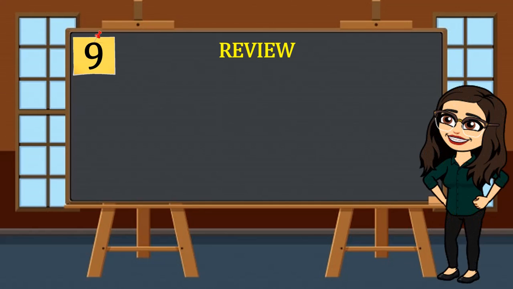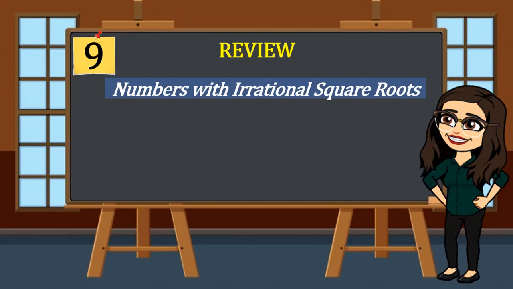For the next set, we have numbers with irrational square roots. So for number 1, the square root of 8. We cannot think of a number that when multiplied by itself gives 8. So in here, we will determine factors of 8 wherein one of the factors is a perfect square number. For 8, the factors are 4 and 2, and 4 is the perfect square number. So the square roots of 4 are positive and negative 2. And the other factor, 2, will remain inside the square root.